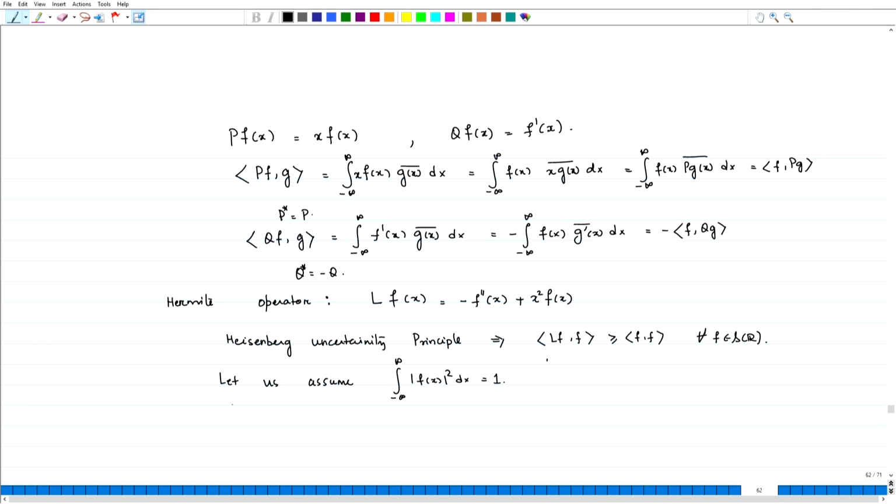Now let us look at the left hand side, which is the inner product of Lf with f. By definition this is the integral from minus infinity to infinity of minus f double prime of x plus x square f of x, this is Lf, and then by the inner product definition, times f of x bar dx. So this is the integral of minus f double prime of x times f bar of x, plus the integral of x square mod of f of x square dx.